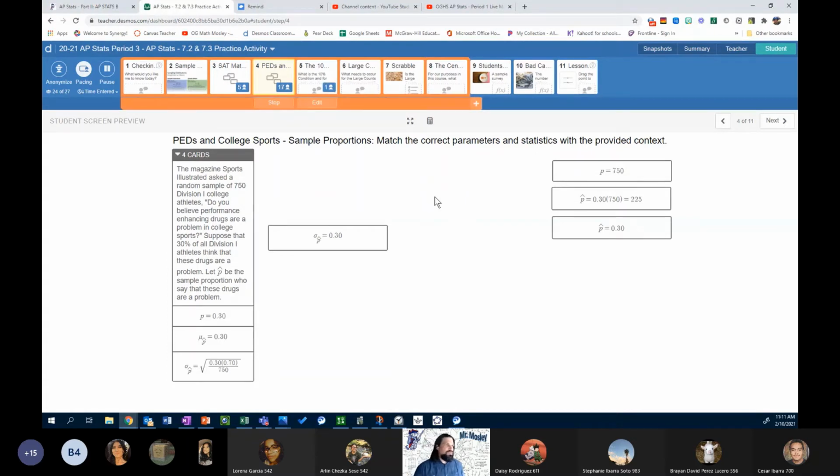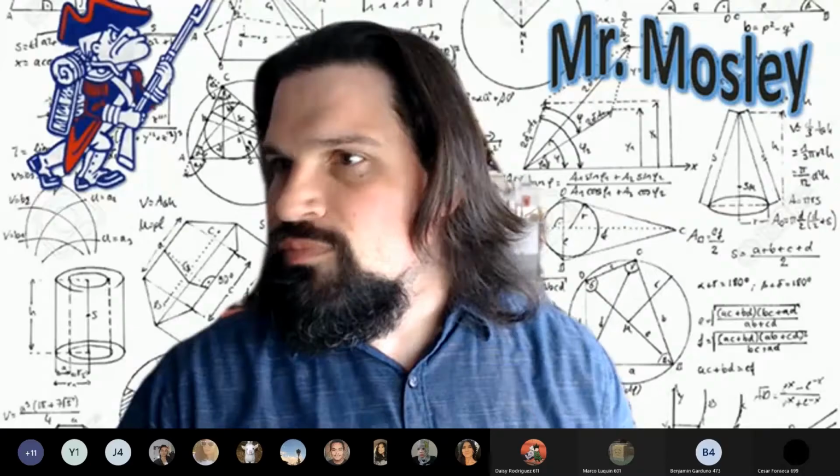All right. So these next 4 problems are contextual problems. Do you understand the concept, the 10% condition, large counts condition? The Scrabble problem is asking if these conditions have been met for a proportion, and the central limit theorem. You may want to refer back to your notes to get answers to these problems.